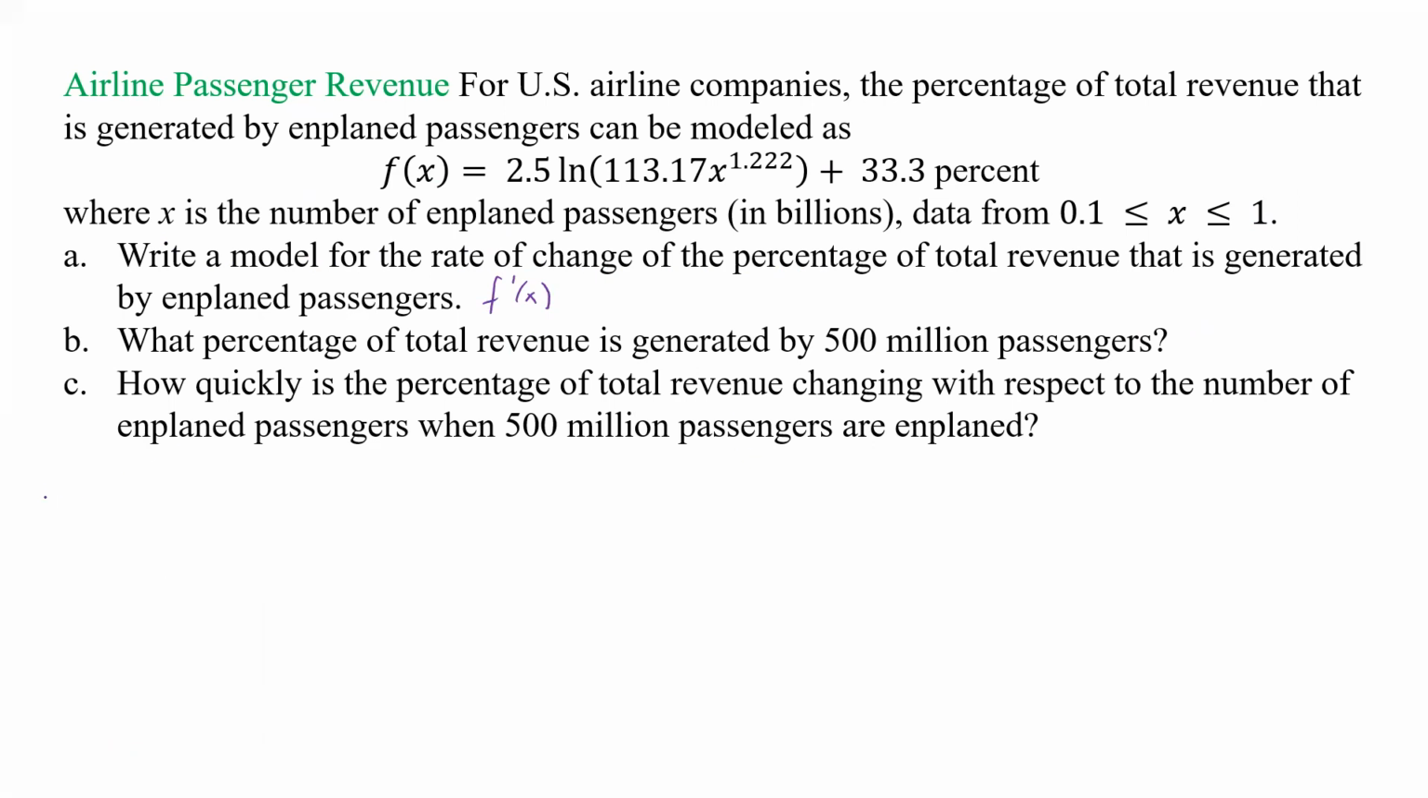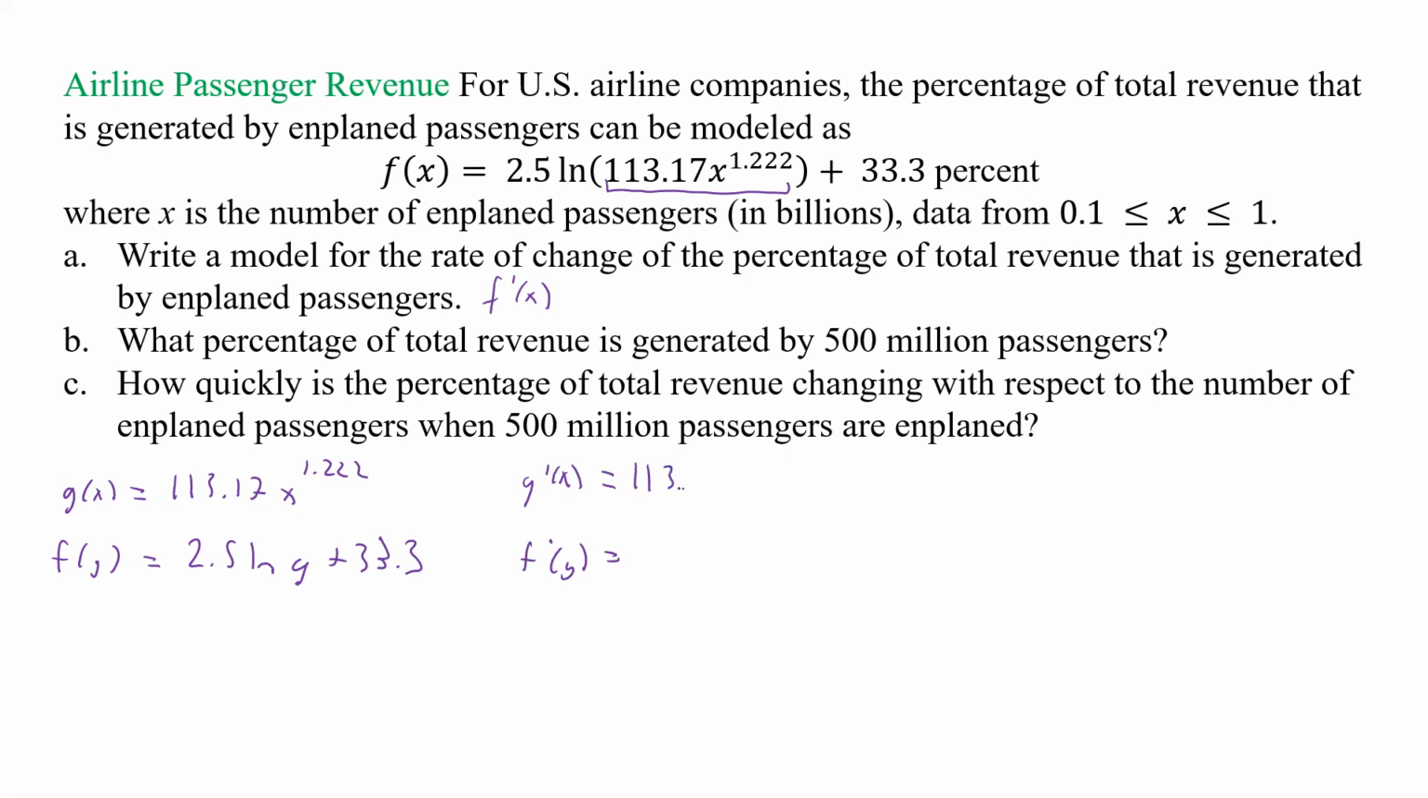So let's first do our f prime of x. Our g of x is going to be equal to that inside function, so this piece here: 113.17 x to the 1.222. And f of g is going to be what's left over, 2.5 ln of g plus 33.3. Now we need g prime of x, and we need f prime of g.